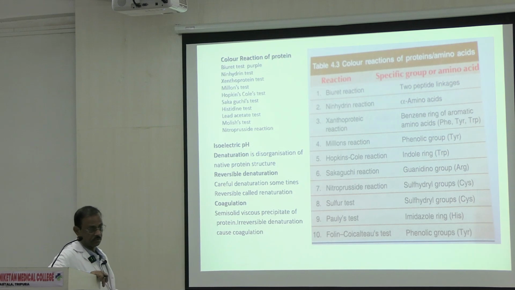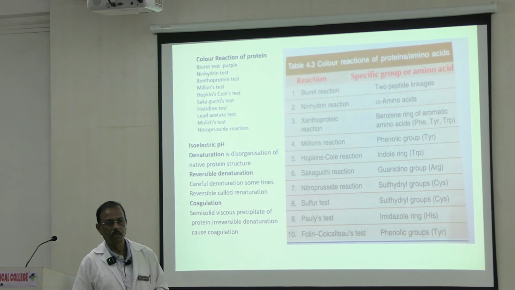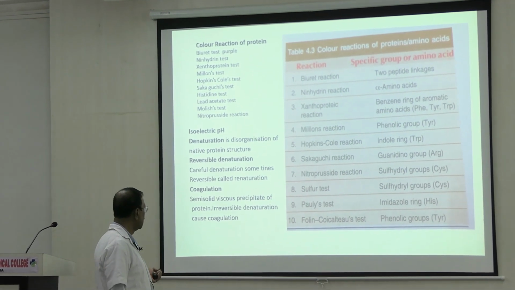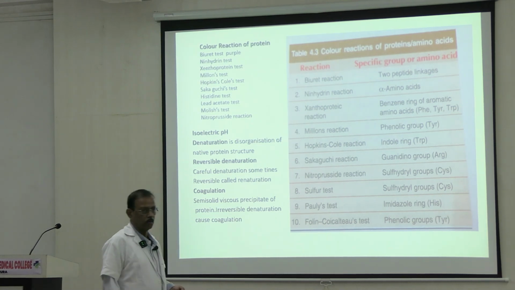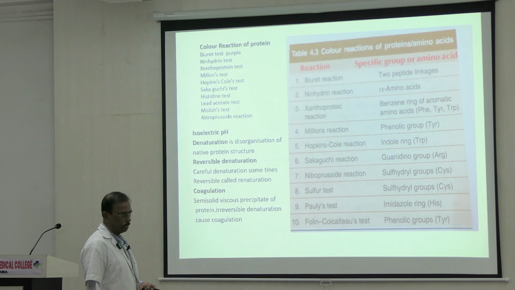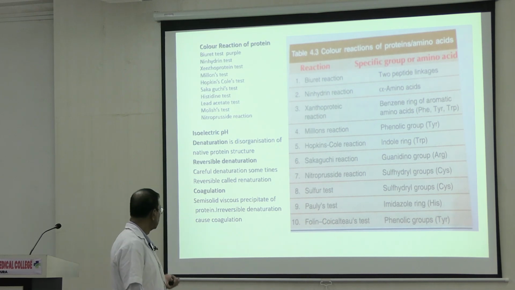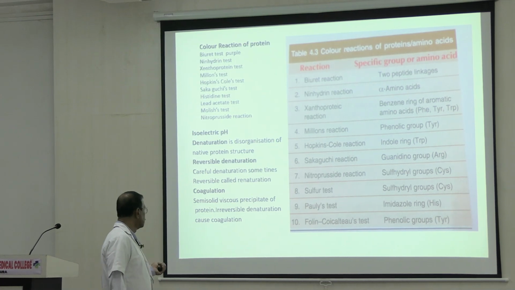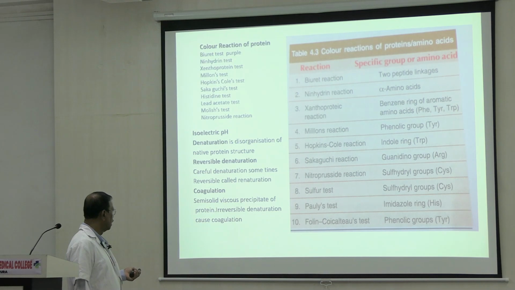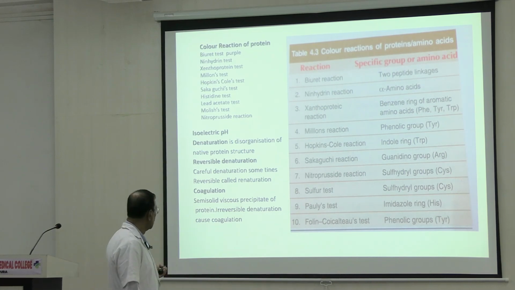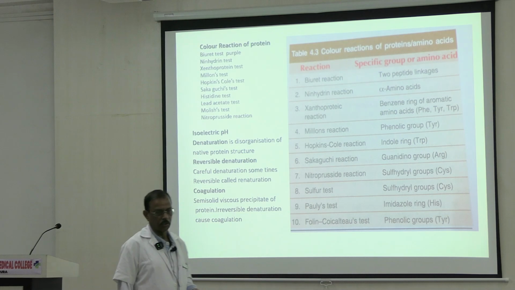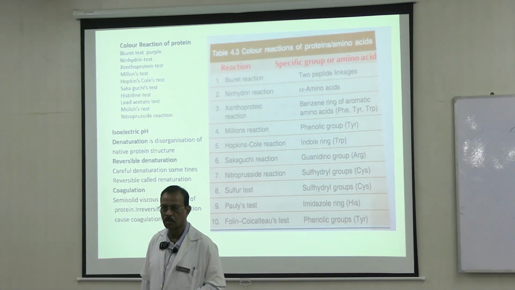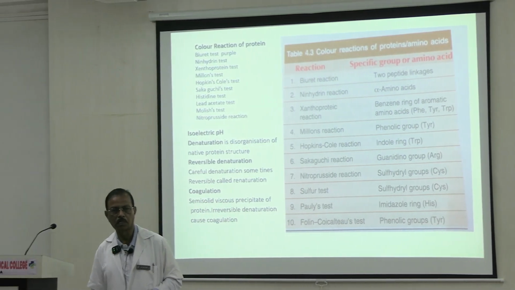So in some cases, denaturation is reversible, called renaturation. If we remove the denaturing agent carefully, then the protein regains its native structure, and that is called renaturation, but it is very rare. Coagulation: a semi-solid viscous mass is produced in coagulation. It is always irreversible, and it is caused by denaturation. An example is heat coagulation of protein. Once heated, it gets coagulated and cannot be brought back to its native structure.